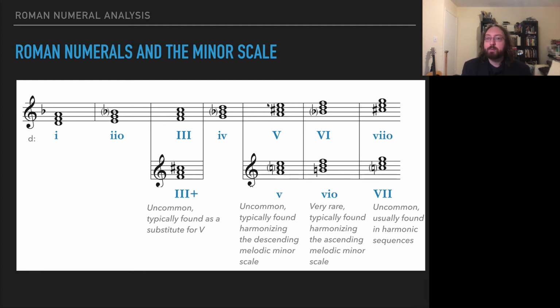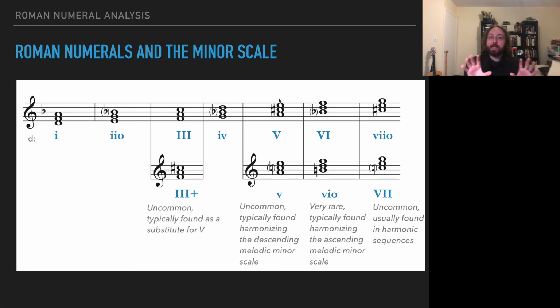It's just something to remember, but most of the time we're going to see 5 and 7 be the same as in the major mode because we want that raised leading tone. In common practice era music, that's going to be one of the things that helps point us back to tonic and create the structural functions that help build that common practice era style sound.